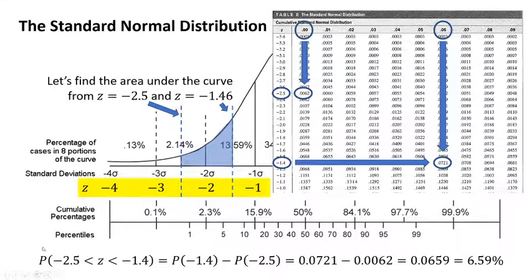So the probability that something is going to be between -2.5 and -1.46, right in here, is going to be the probability of it being -1.46, that's this right in here, subtracting off this smaller probability for -2.5. That's 0.0721 minus 0.0062, that's 0.0659 or 6.59%.